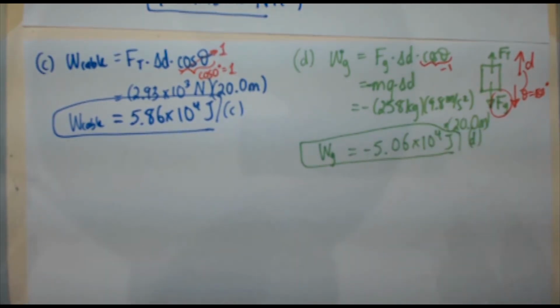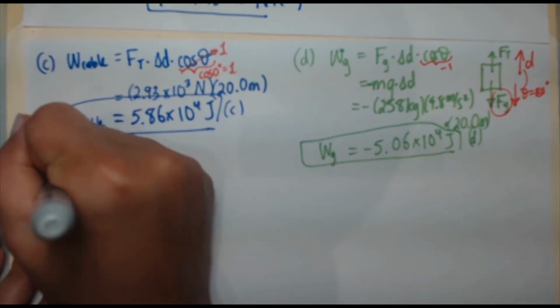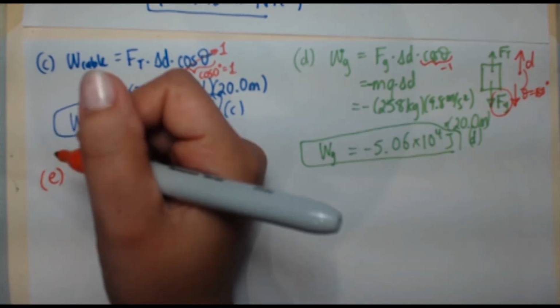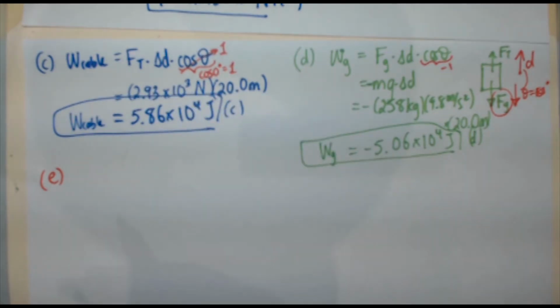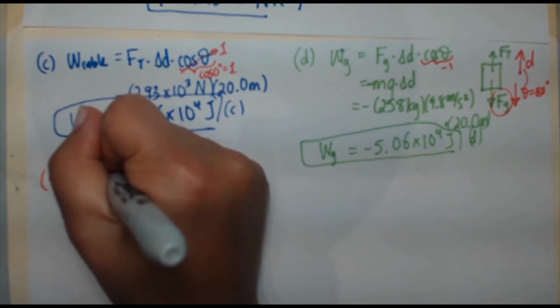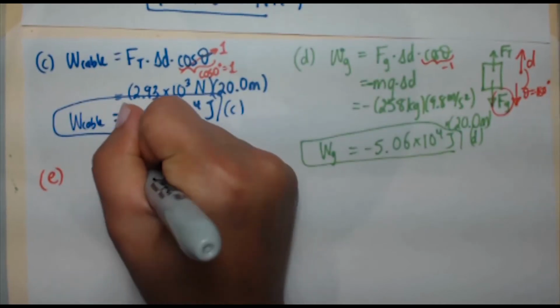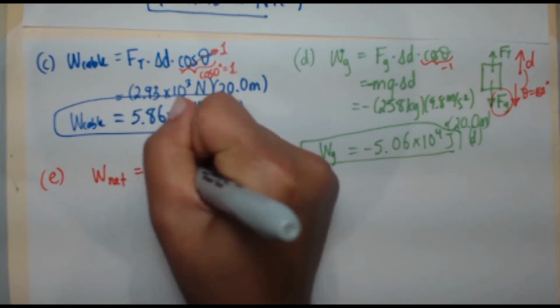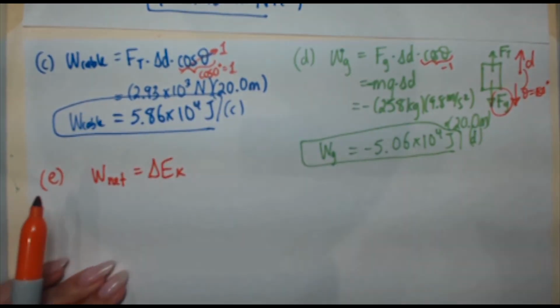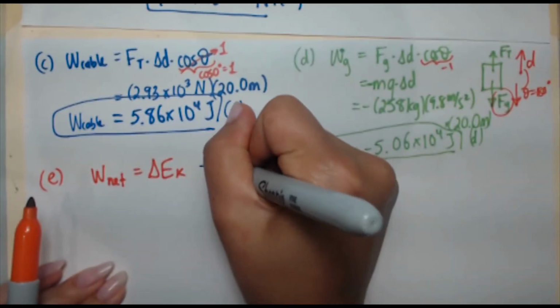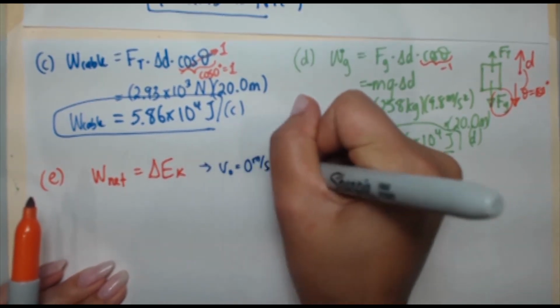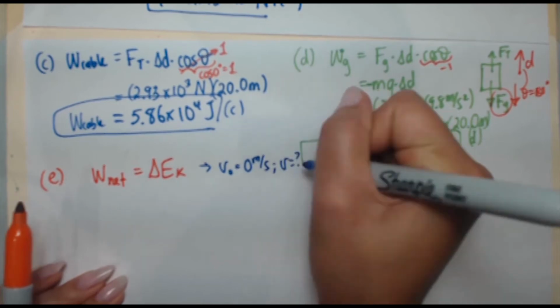So last part, determine the final speed of the load assuming it started from rest. Now we're doing almost like a kinematics thing, but since we're doing work energy problems, let's solve it using the work energy principle. In order to use the work kinetic energy theorem, you're using net work. So net work is equal to the change in your kinetic energy. We know that our initial speed is 0 because we were told that in the question, and we need to find the final speed, v.